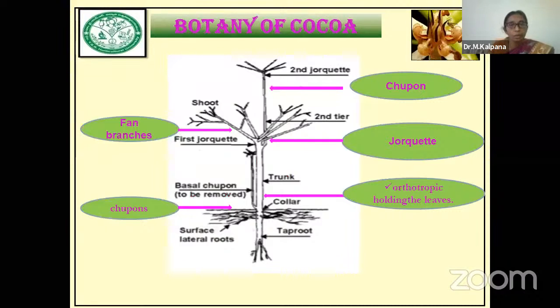Coming to its stem growth and the jorquetting, the stem is orthotropic, holding the leaves. The stem grows to a point, and the terminal bud disintegrates into fan type branches. From the base of these branches, one more chupon will grow and give the fan type of branching. This is nothing but the jorquetting.